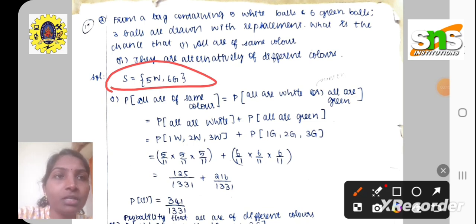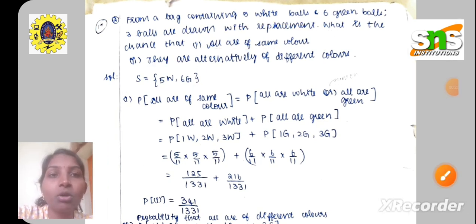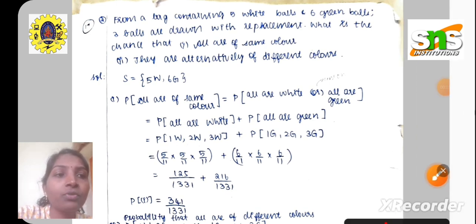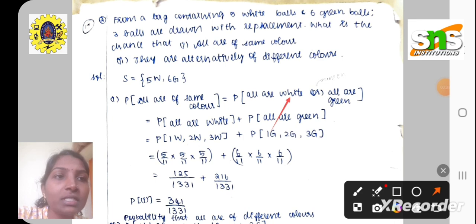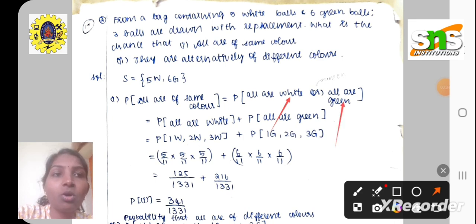Now, for the first question, what is the probability that all are of the same color? Moving on to the actual question, the probability that all the balls drawn are of the same color is equal to the probability of all are white, or all are green, because only two colors of balls are there. If we say or, we have to introduce a plus symbol here, because we are just adding both of the probabilities. Therefore, it will be the probability of all are white plus the probability of all are green.